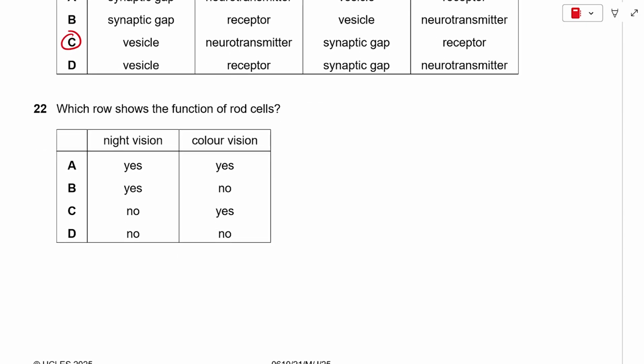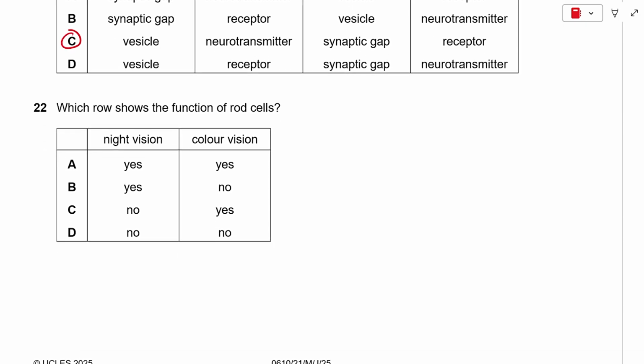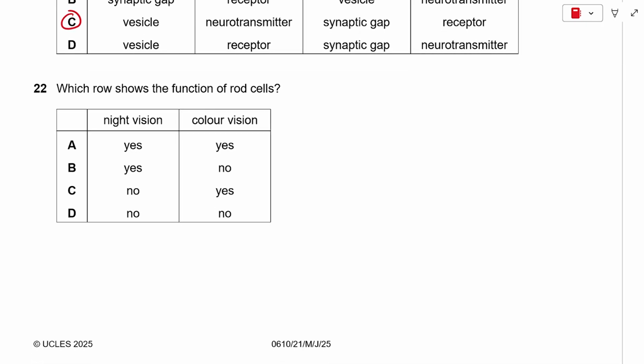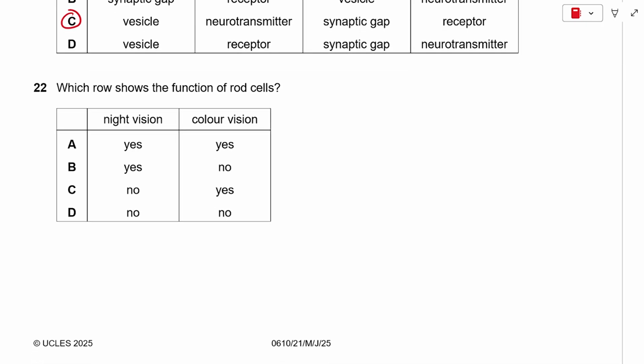Okay, number 22 says, which row shows the function of rod cells? Rod cells, these ones here, are sensitive for night vision. All right, and of course, they give a black and white image, so they are not colored at all. So our answer here will definitely be B.